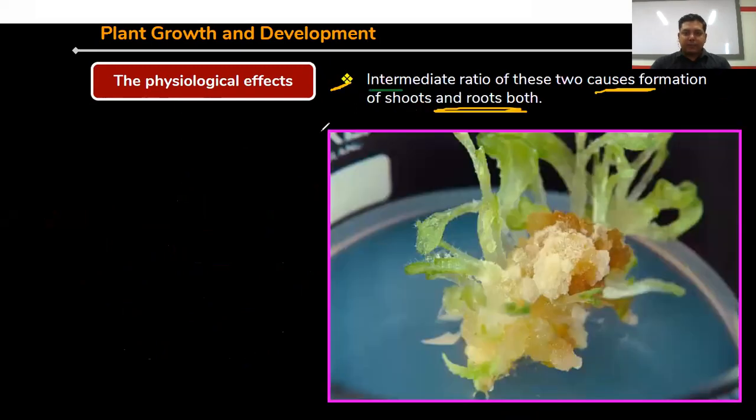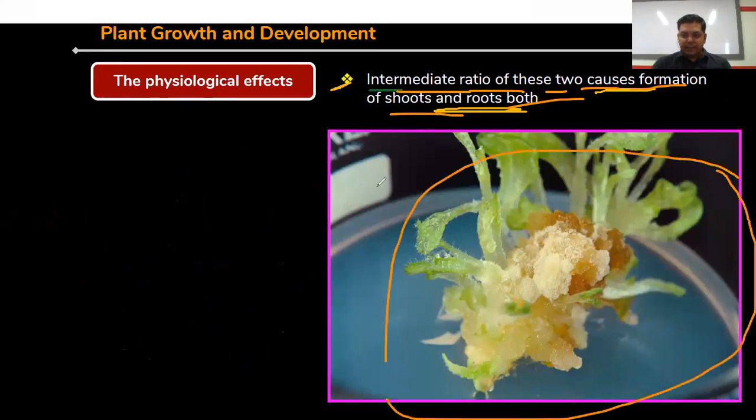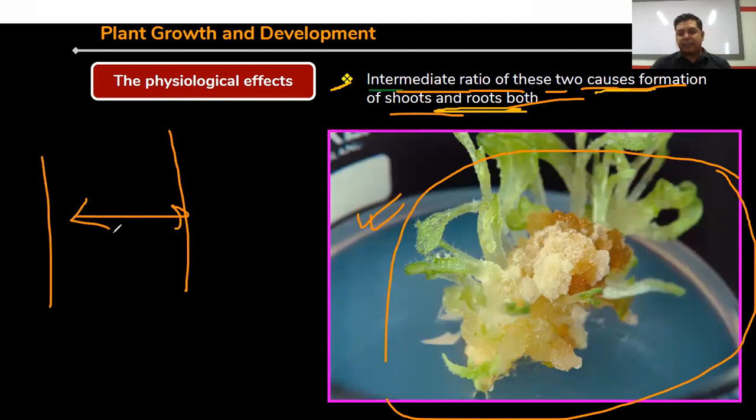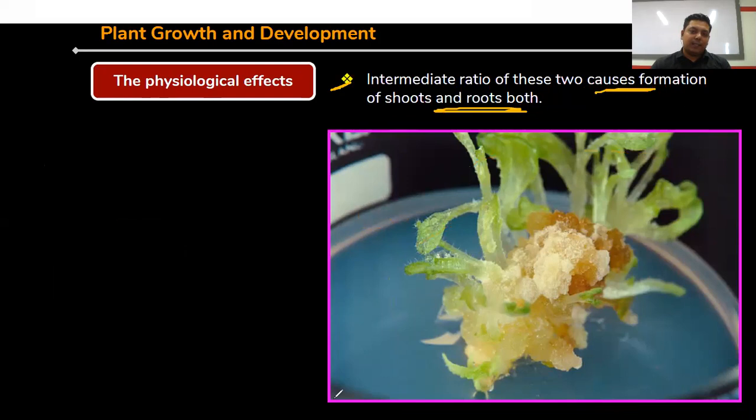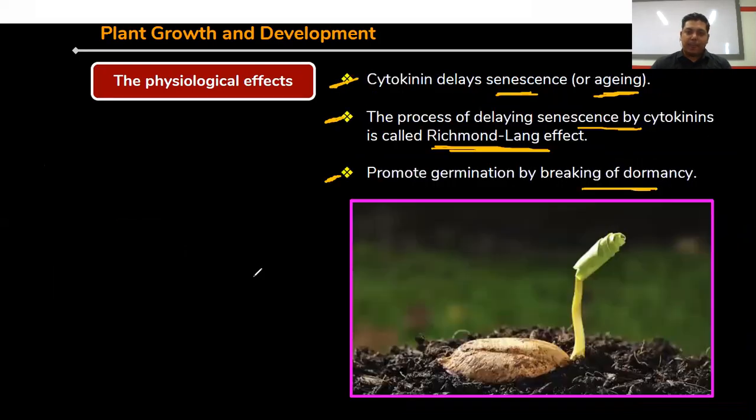The next important function of cytokinin: an intermediate ratio of these two causes formation of both shoots and roots. This is the tissue culture that is done in a test tube, where a medium amount of cytokinin as well as auxin is mixed, and this ratio is applied for culturing plants in a biological laboratory. This is called tissue culture.